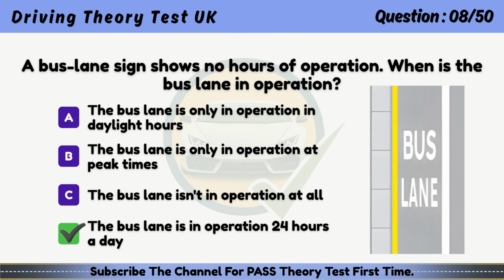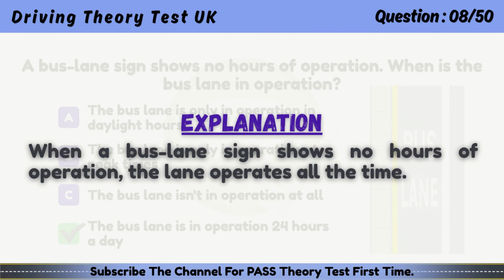Answer is D. The bus lane is in operation 24 hours a day. When a bus lane sign shows no hours of operation, the lane operates all the time.